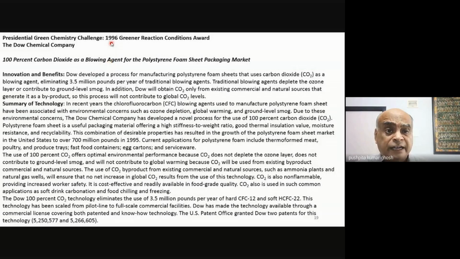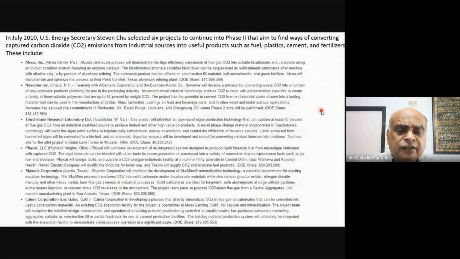And you can see, 1996, 25 years ago, they got the prize. They did the work probably 30 years ago. Now, just to show you that there is a huge amount of interest in technologies to capture carbon dioxide. And that's all because of what I told you, the global warming and CO2 being 411 ppm today.